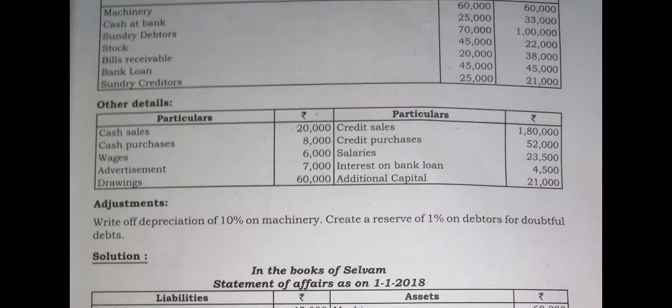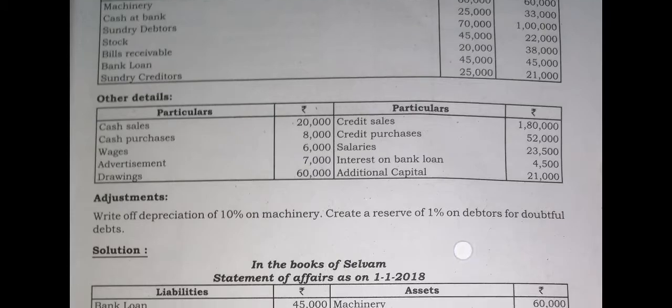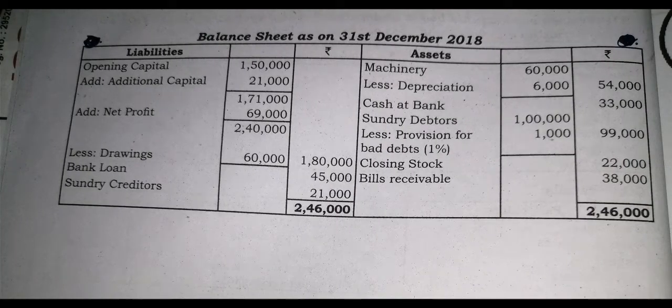Then next, bills receivable is posted, 28. Then next, bank loan 45 and creditors 21. These two will be posted on the left side. See, bank loan and creditors, 45 and 21.